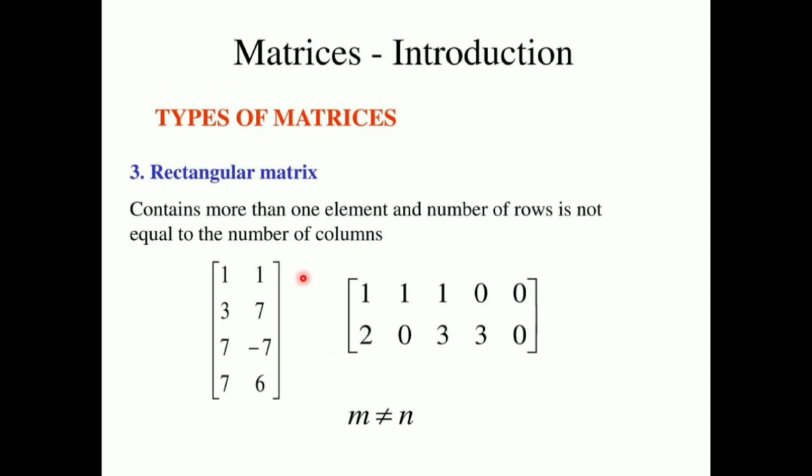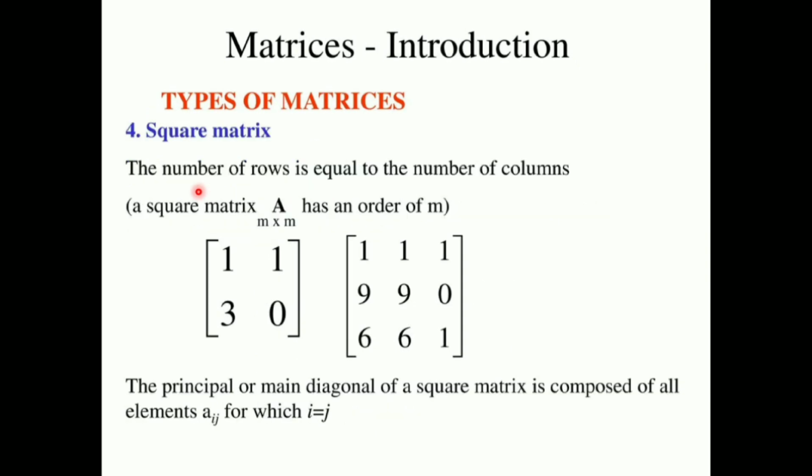Remember. Rectangular matrix. A rectangular matrix is a matrix having a different number of rows and columns, containing more than one element, where the number of rows is not equal to the number of columns. Here you can see 2 columns and 4 rows. That's why the order of this matrix is 4 by 2. Always remember, the number of rows is not equal to the number of columns. That type of matrix we call a rectangular matrix.